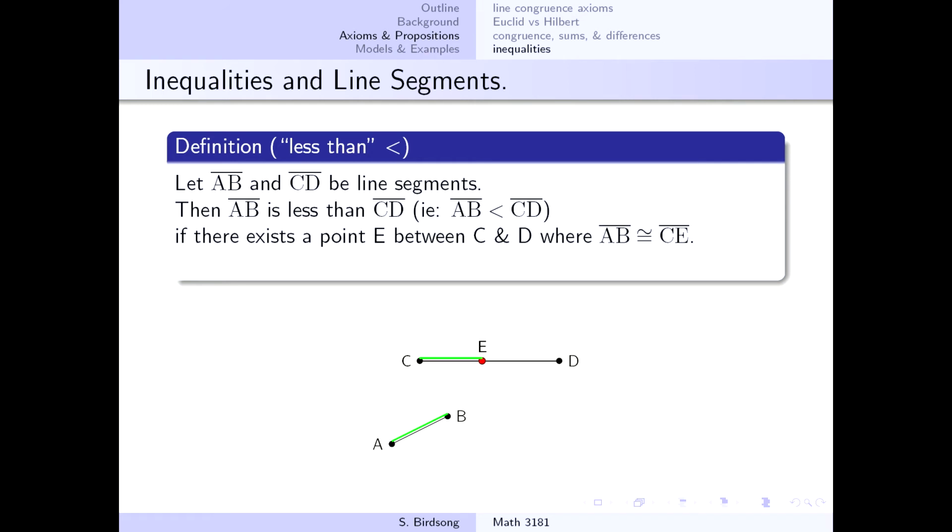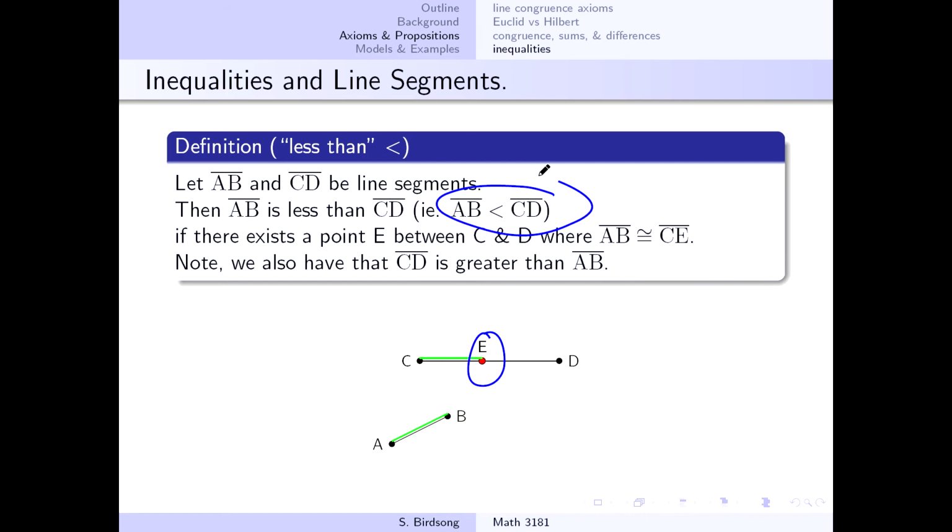Just as an FYI, we totally could have copied the line segment AB not starting from the point C. We could have copied it from the other endpoint. That's totally fine too. You just have to have that the line segment from E to one of the two endpoints is congruent to your other line segment AB. If that point E exists inside of the line segment CD, this tells you that AB is less than CD. We also get the standard way of reading the inequality backwards, that line segment CD is greater than, or longer than, AB.